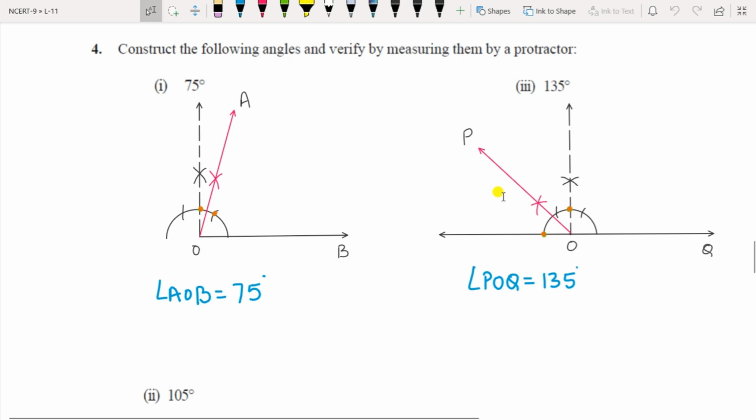135 you have to draw on the other side, it is an obtuse angle, so you have to draw on the other side of the 90 degree. So 135 means on this side, the way you are drawing 45, similarly on this side you have to draw 135. Okay, so you have to take the measurement from 180 to 90 on the rounder and cut this arc once from 180 and the next from the 90 and join this line. So POQ is 135.